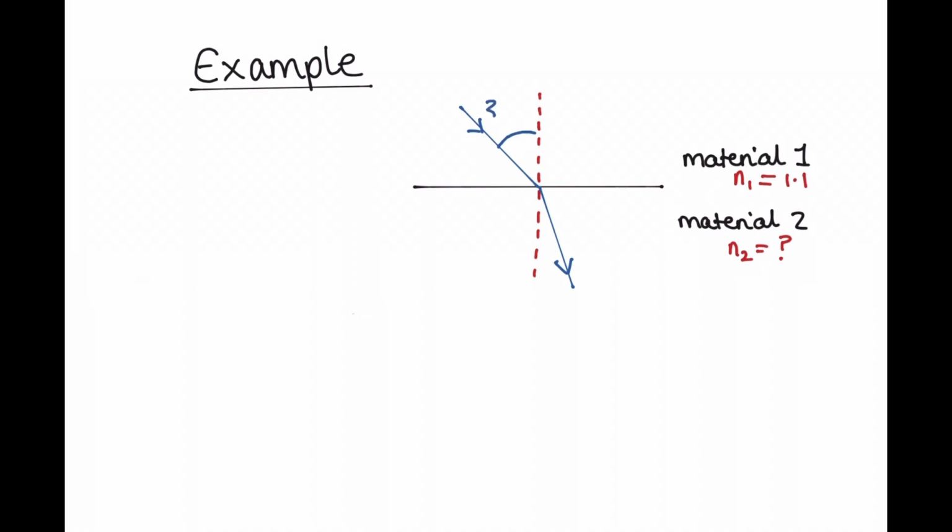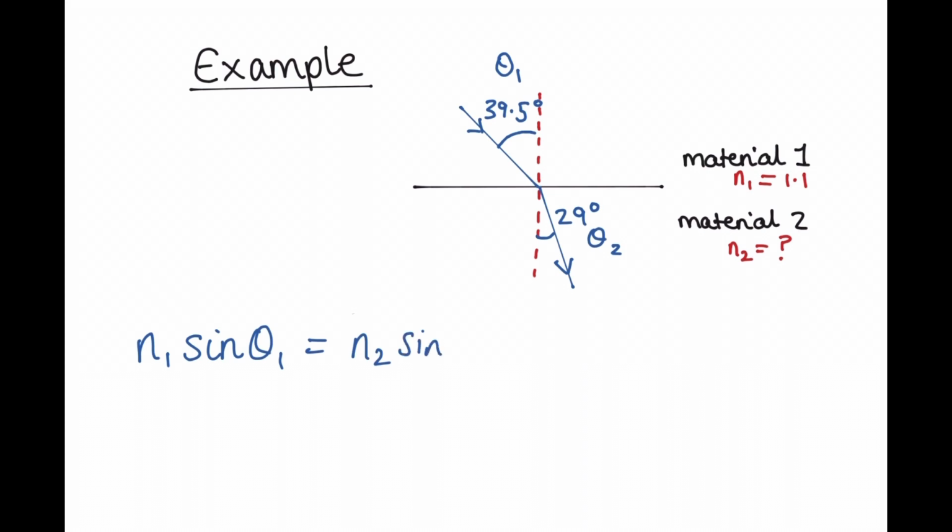This diagram is being given to us, and we can clearly see that the light ray is bending towards the normal in material 2. So we would expect that material 2 would have a higher refractive index because of this. We're given the refractive index of material 1 and the angle of incidence and angle of refraction. So the equation we're going to use here is Snell's law. N1 sine theta 1 equals N2 sine theta 2.